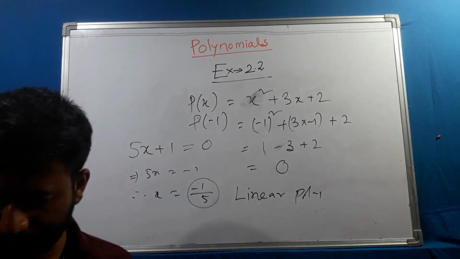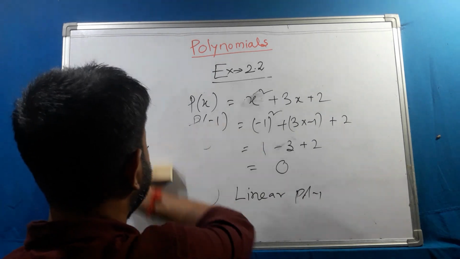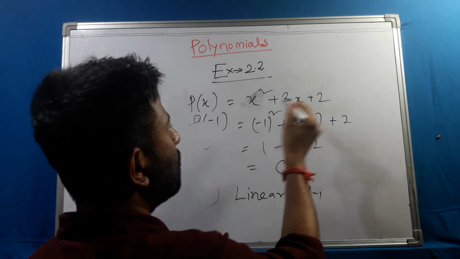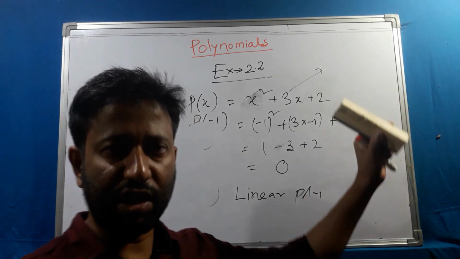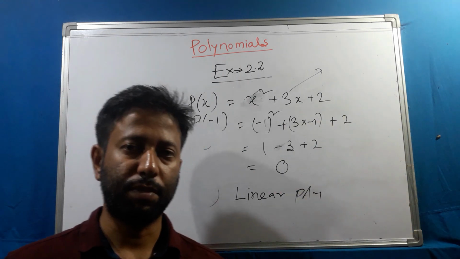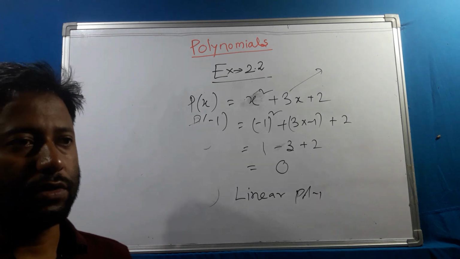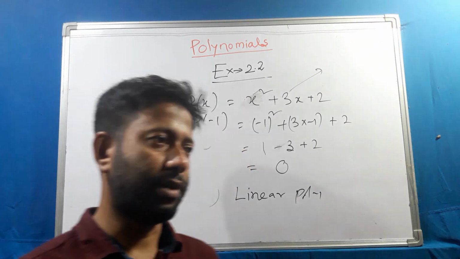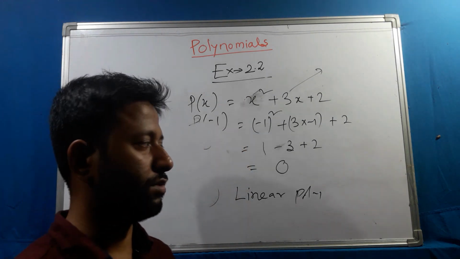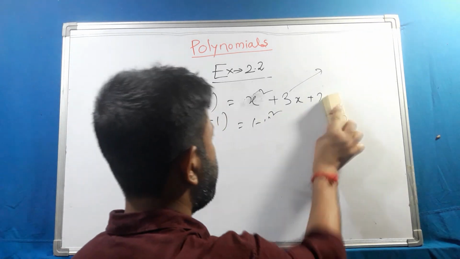So a linear polynomial contains only one root. But a quadratic polynomial may have a single value or two values for which the result is 0. So a quadratic polynomial has a maximum of two roots, while a linear polynomial has a single root. Okay, so let's move on to the exercise, then we'll deal with these things.